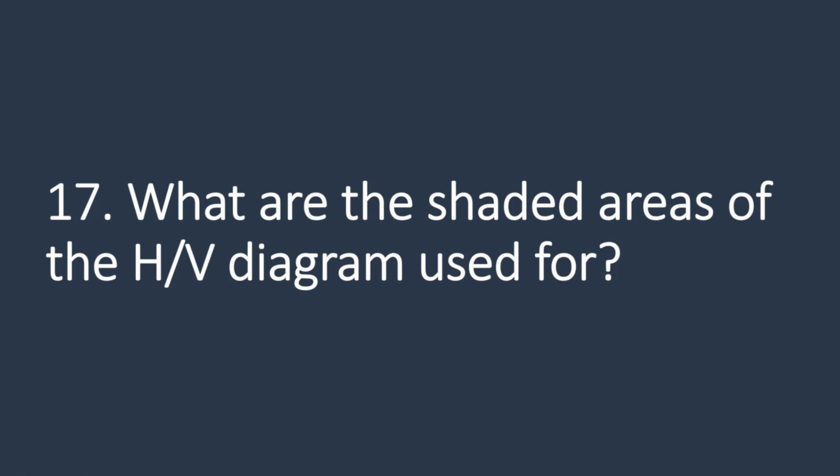Guaranteed 100% the examiner is going to ask you questions about the HV diagram, the height velocity diagram. It's imperative that you understand this. Most likely they'll open up the POH and have you point to those shaded areas and tell them why they're there, what's important. What are the shaded areas of the HV diagram used for?